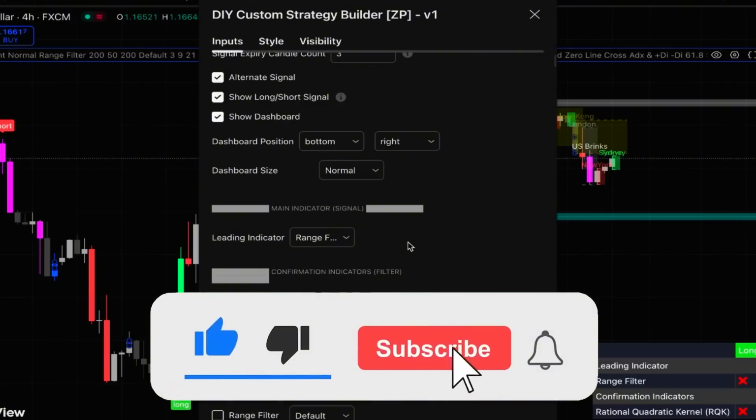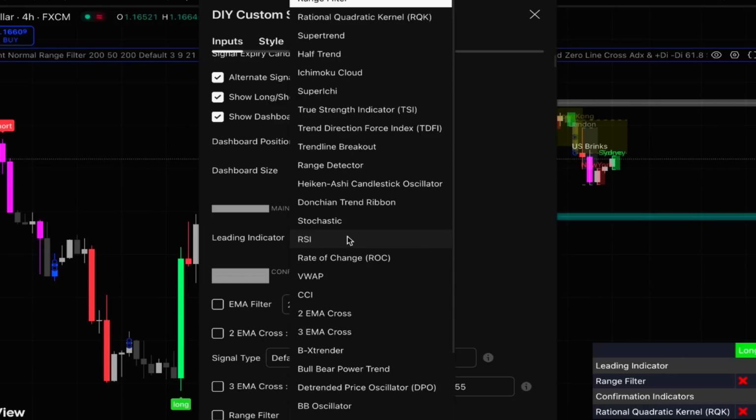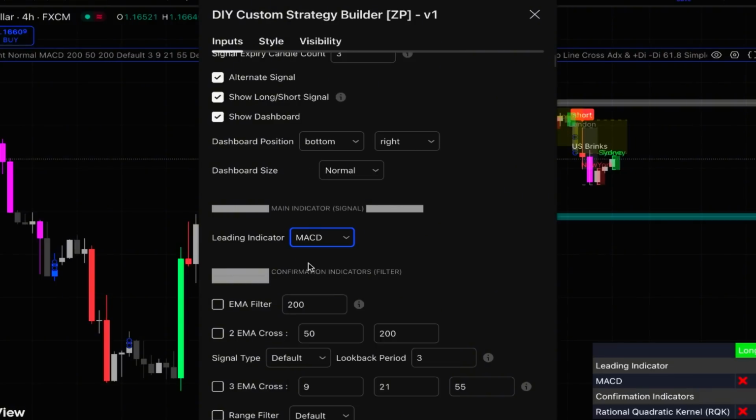Let's build the example trading strategy that I mentioned at the beginning of the video, which was based on MACD, RSI, and stochastic oscillator. Let's consider our leading indicator is MACD. So here in this list, we find the MACD indicator and we click on it. Alright, now the leading indicator is set at MACD.